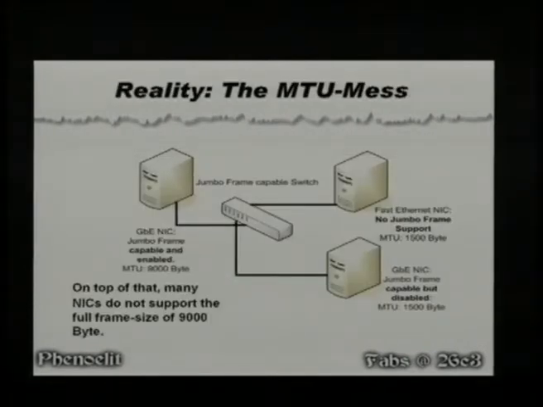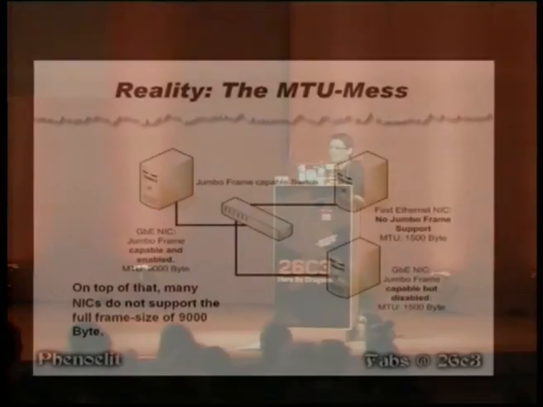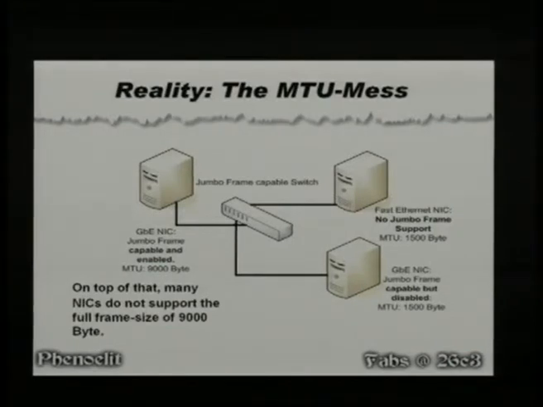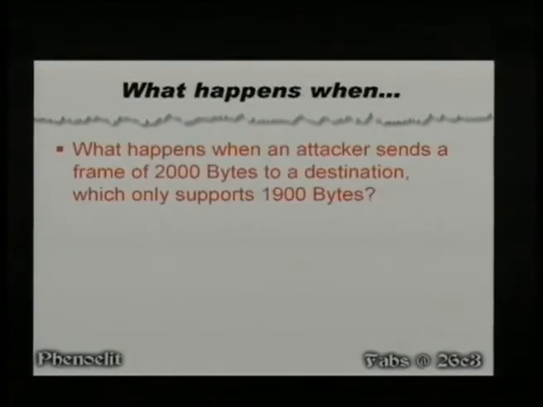The big problem is we also have those old frames as well, so we have a huge mess in our networks today. We have fast Ethernet NICs, those old 100 Mbit NICs, which can only do 1,500 bytes. We have gigabit Ethernet NICs, which are capable of doing jumbo frames, but they actually don't. And then we have some which have them enabled, and some which have them enabled but only up to 7,000 bytes or something like that. So it's a huge mess, and this is what we're going to attack.